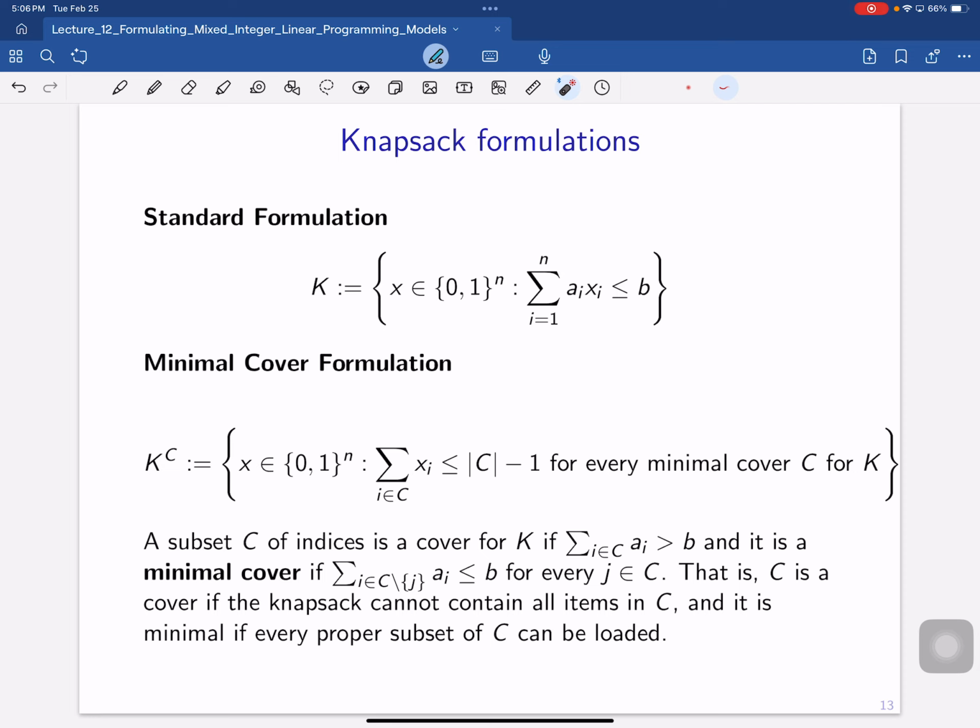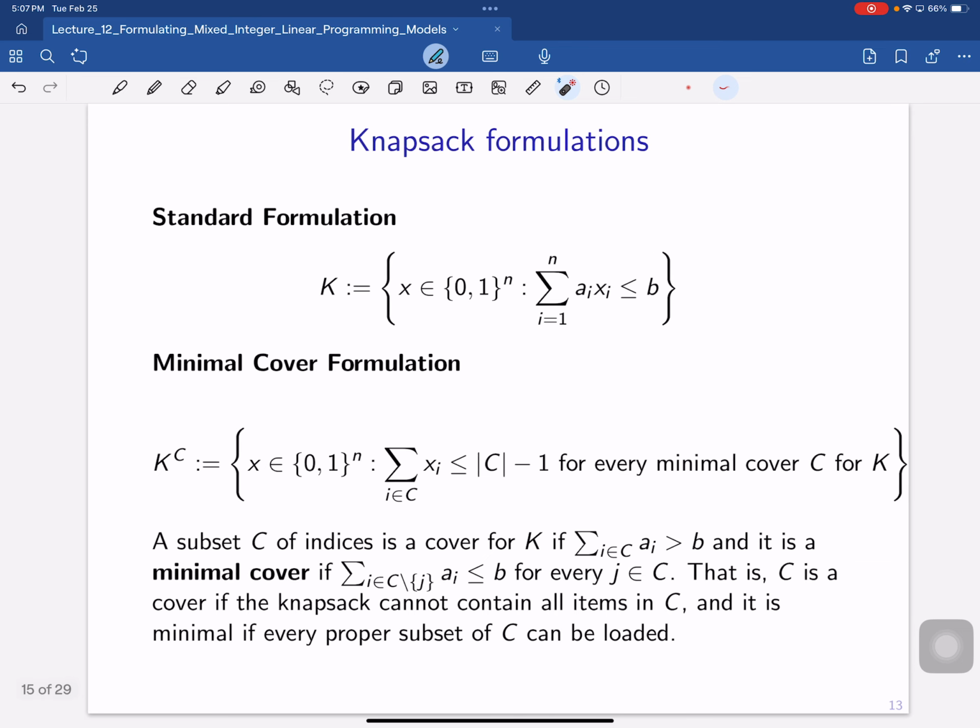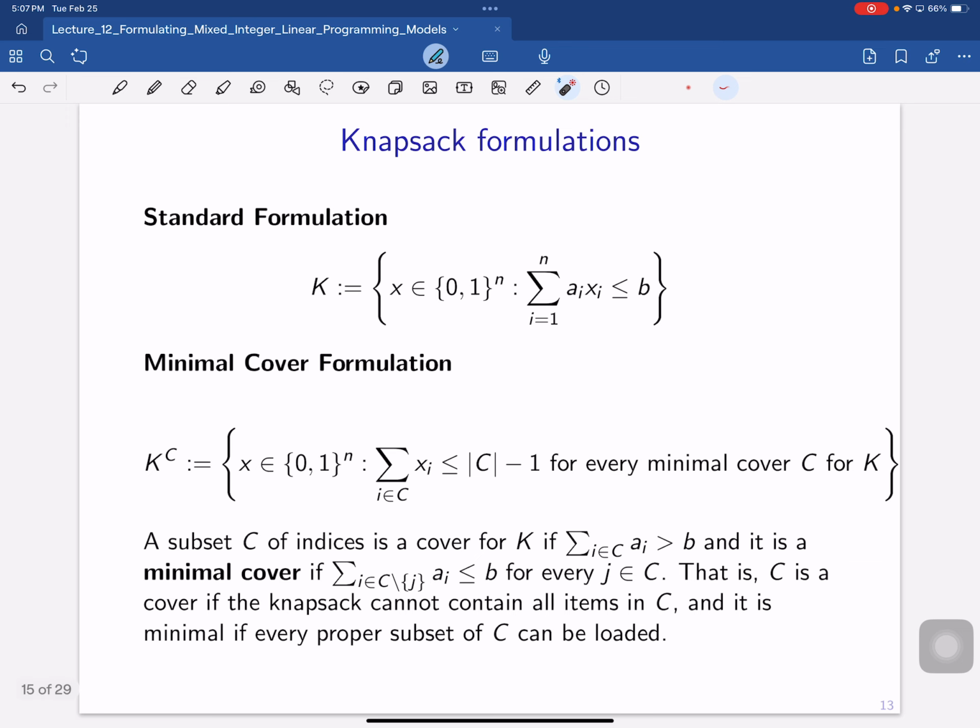Any questions about why this inequality has to hold? Because it is a minimal cover. If you take all the items, it will be bigger than the capacity. If you take out any of those, then you are fine. So that's why it is less than or equal to the cardinality of C minus 1.